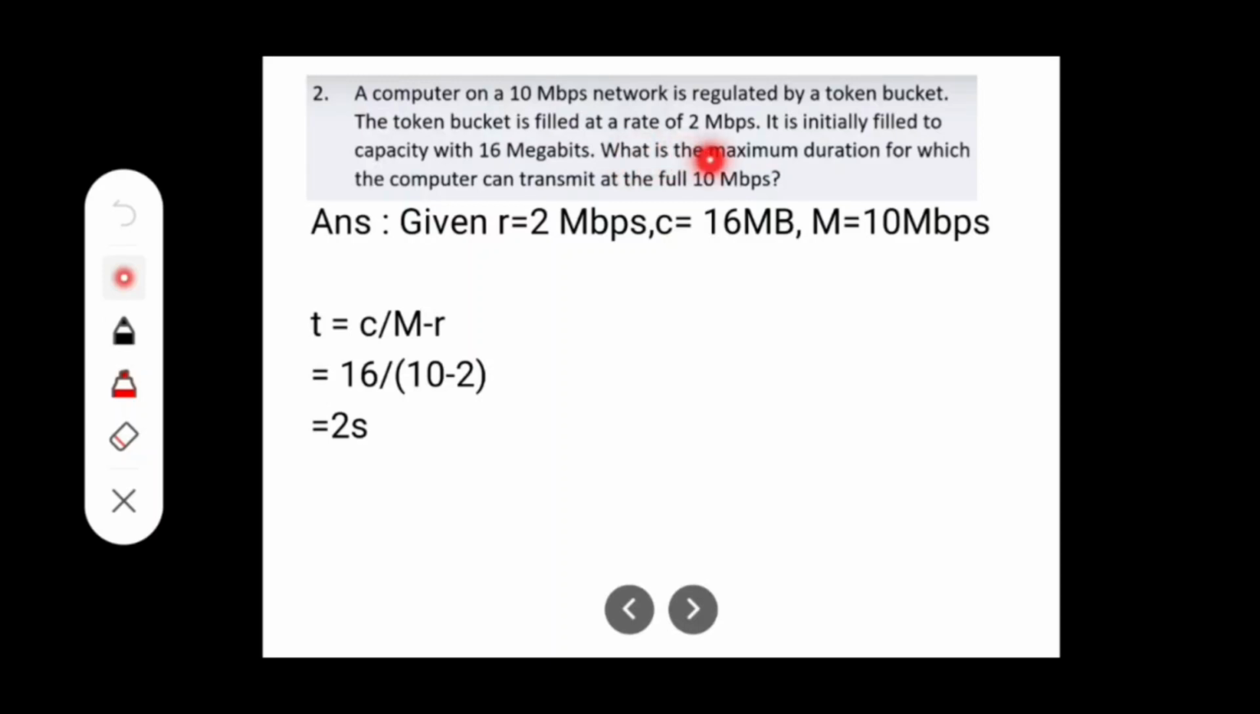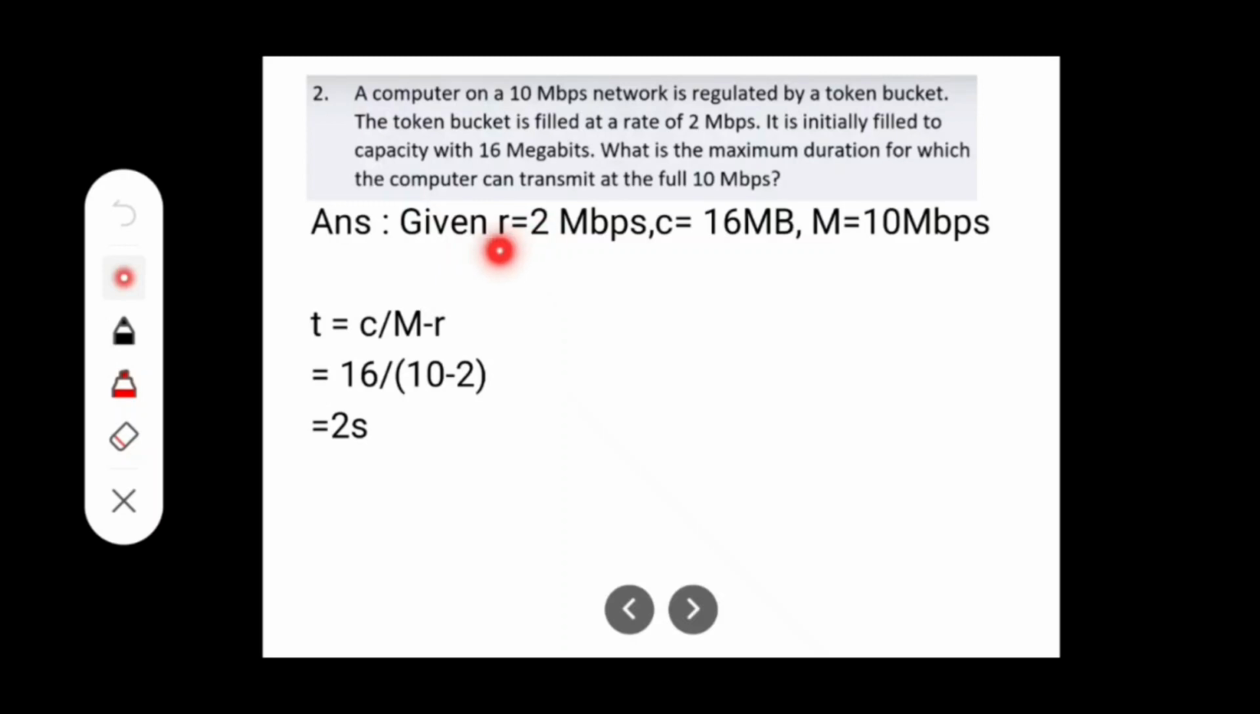Clear? Now what is the maximum duration for which the computer can transmit at the full 10 Mbps? So here also we are going to compute the burst time. Instead of burst time they have given the maximum duration. So the maximum output rate is 10 Mbps. Here the value of M is 10 Mbps.